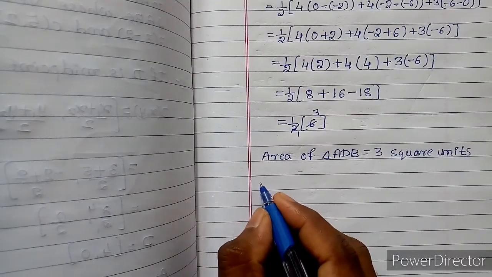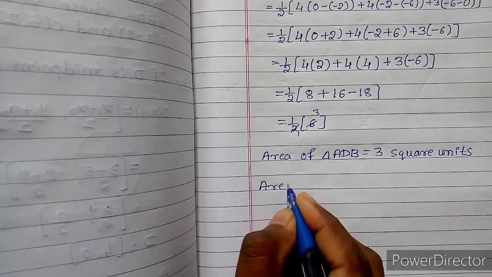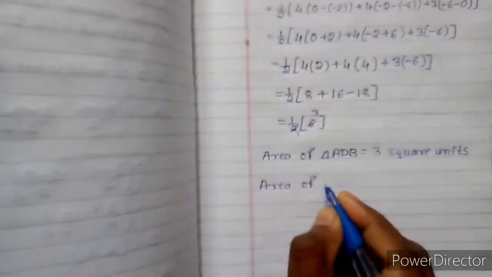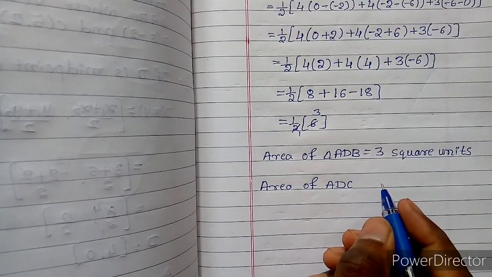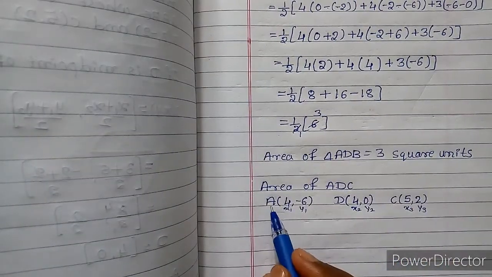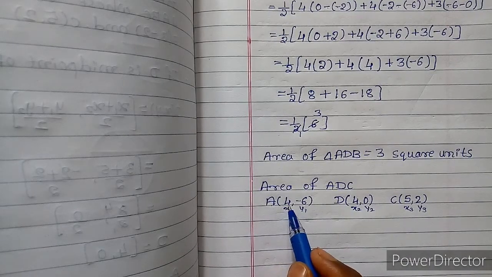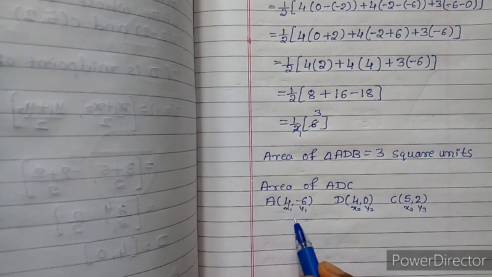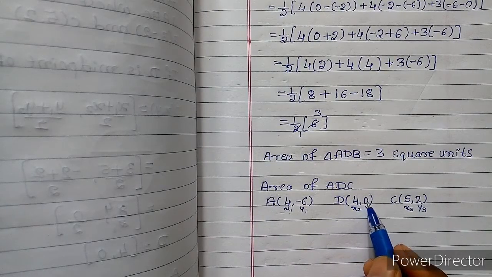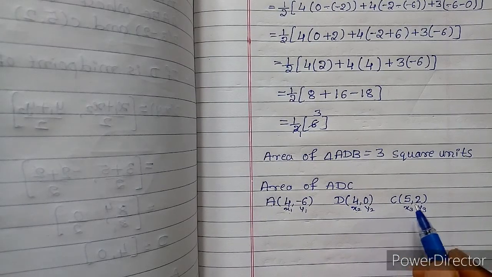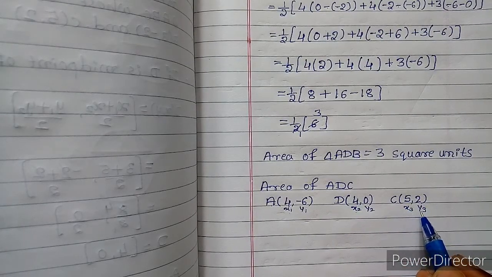Now the area of triangle ADC, that is. Here we know that coordinates of point A is 4 comma minus 6, that is x1 y1. Then D coordinates are 4 comma 0, that is x2 y2. Then C coordinates are 5 comma 2, that is x3 y3.